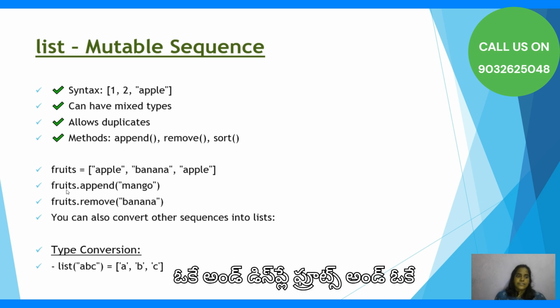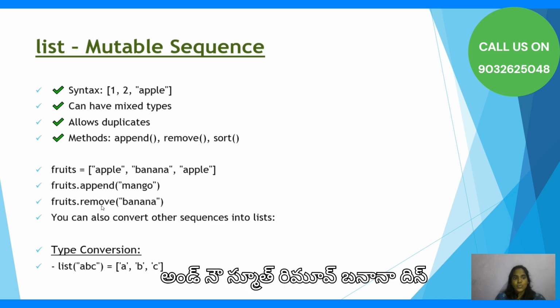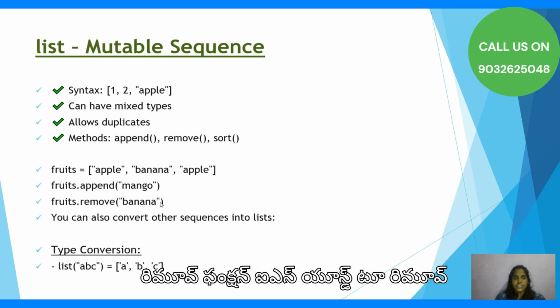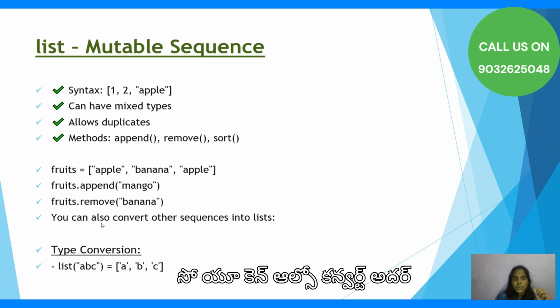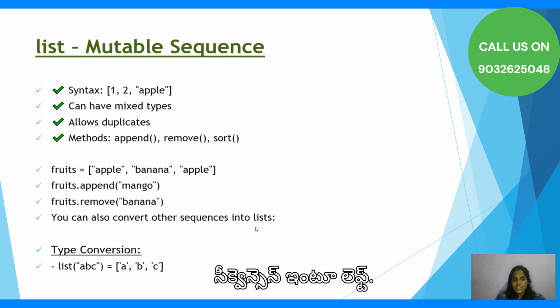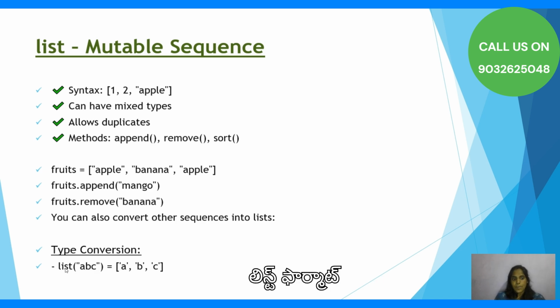And this line, fruits.append of mango. This append function is used to add one value to fruits. And now fruits.remove banana. This remove function is used to remove one value from the fruits variable. You can also convert other sequences into lists. Here I'm converting a string to list format.